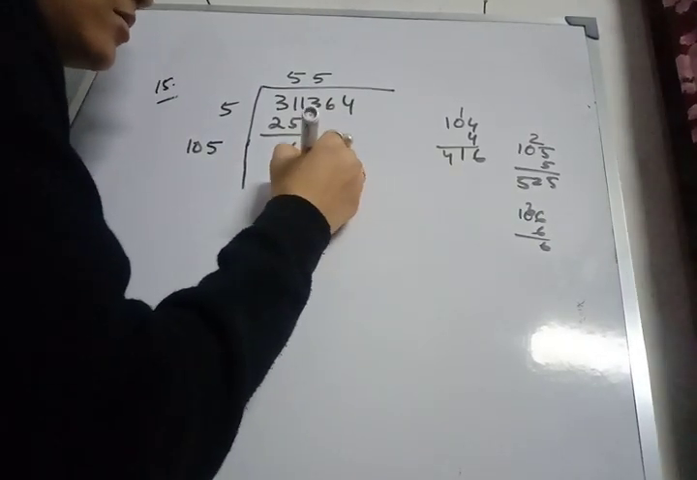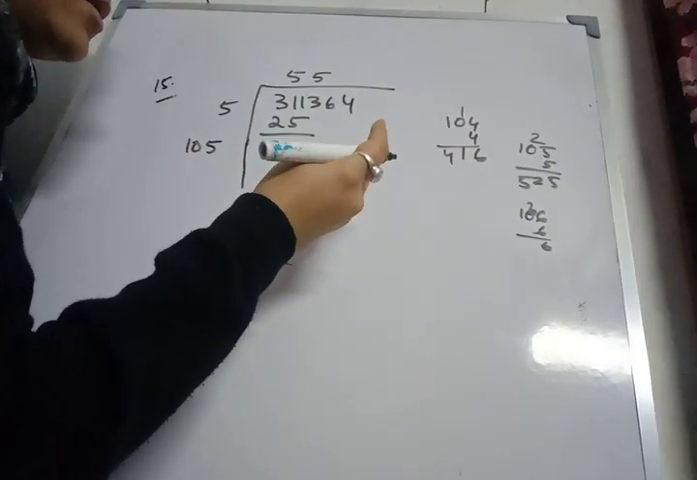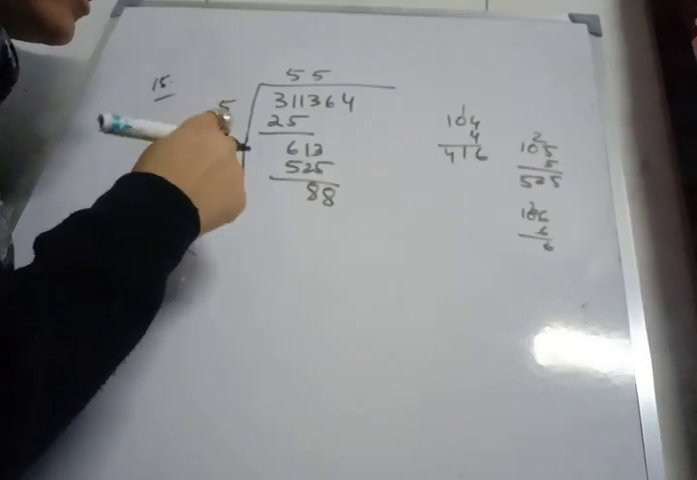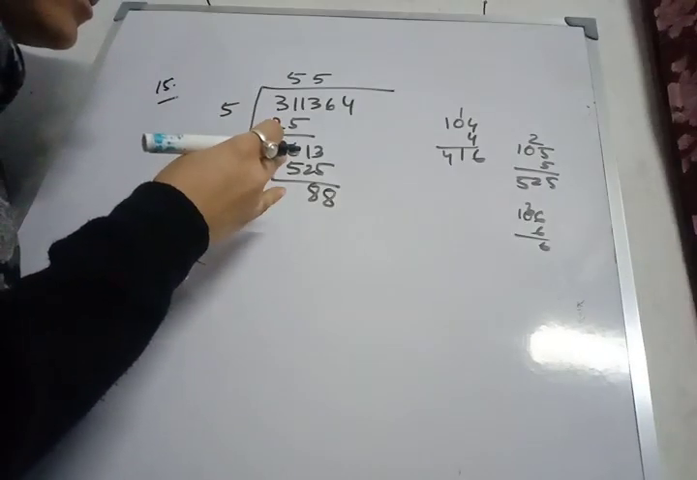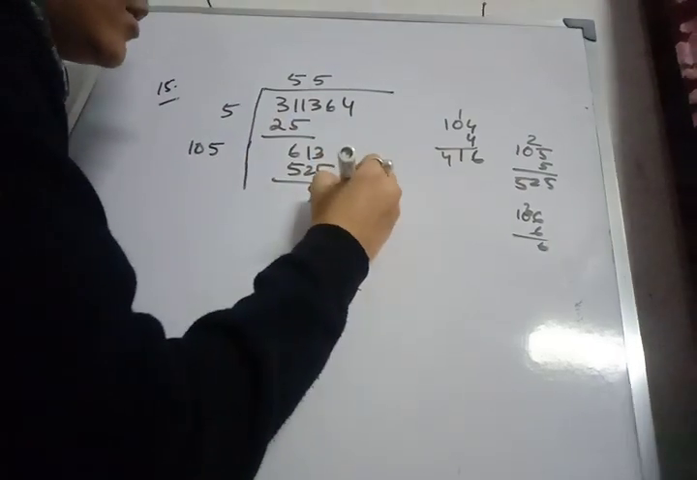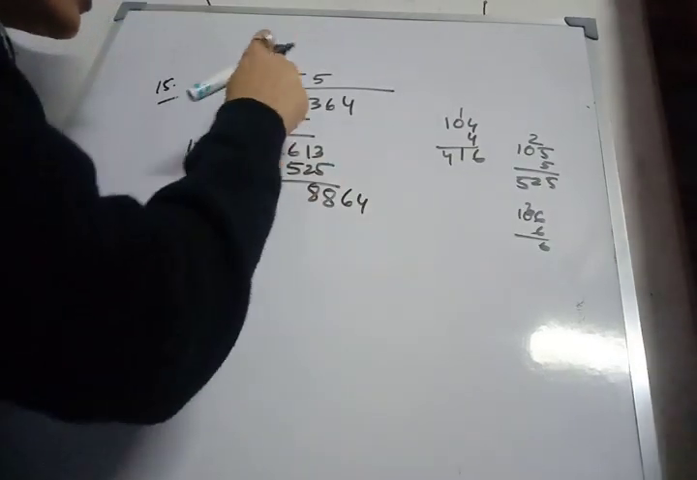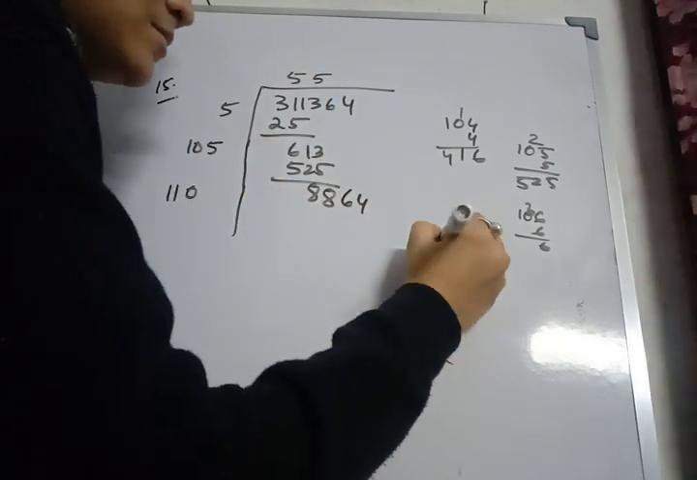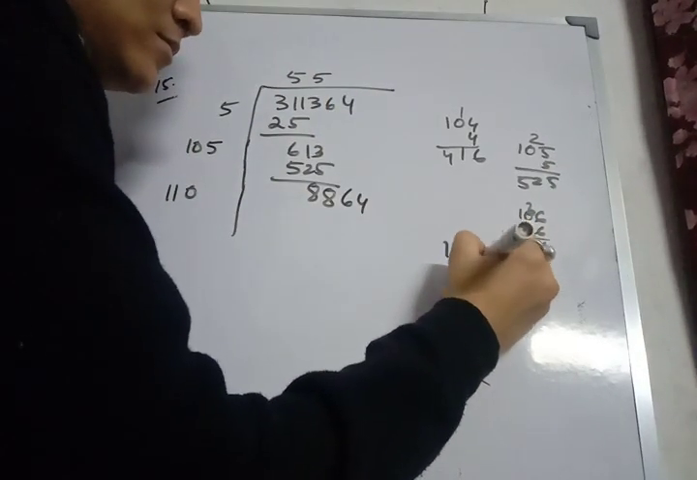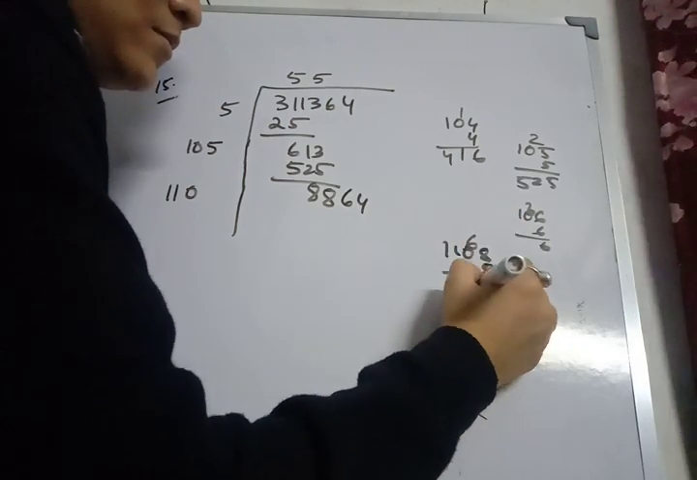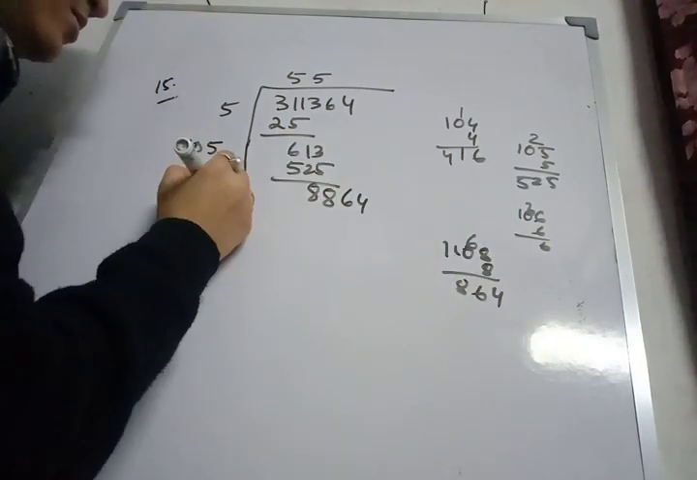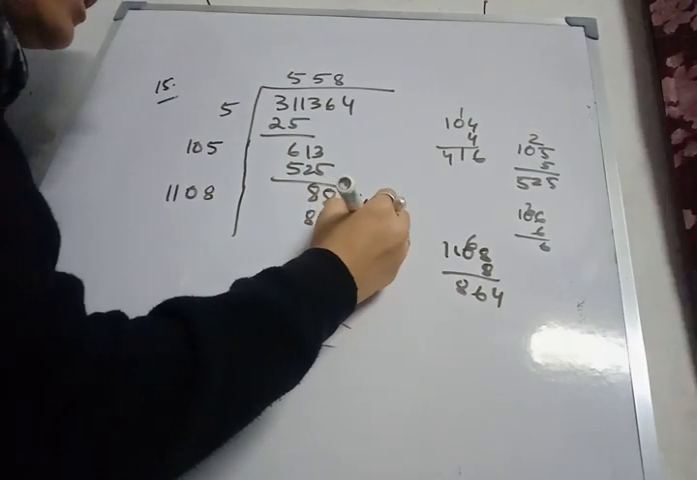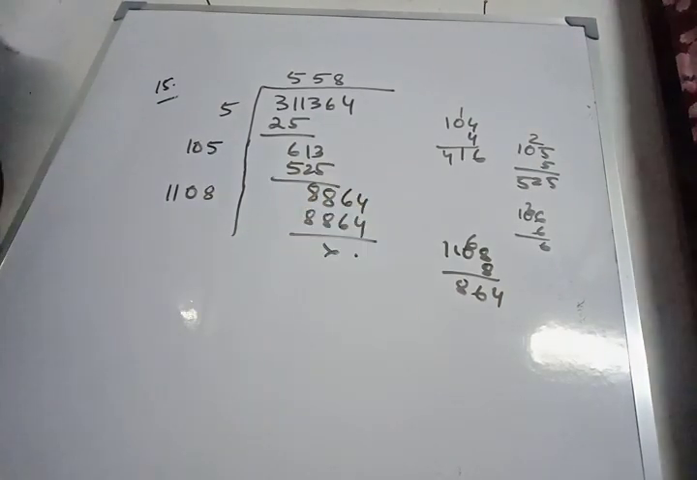Okay, 8864. 55 twos are 5 twos are 10, 11. Okay, so this is 8. So the square root is how much? 558. Okay, next sum number 16.